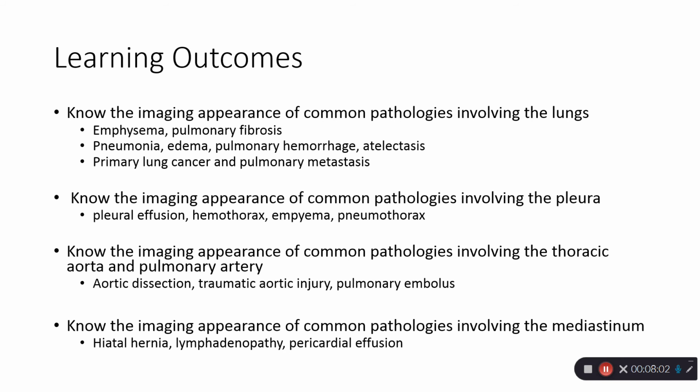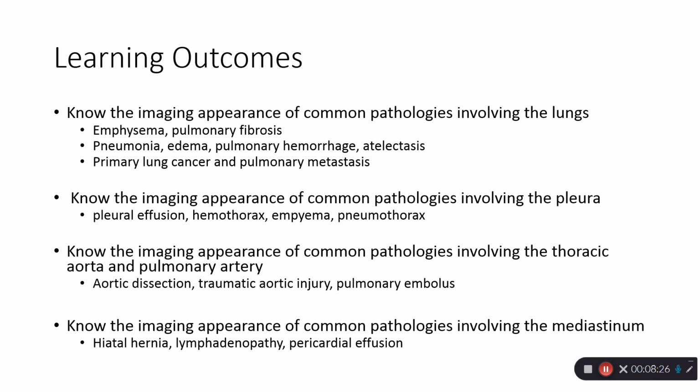So in the lungs, we looked at chronic lung diseases, emphysema, including centrilobular and paraseptal emphysema, as well as pulmonary fibrosis, where we have thickening of the interstitium and associated findings like architectural distortion, honeycombing, and traction bronchiectasis. We looked at pneumonias. We saw an example of both atypical as well as bacterial pneumonia.